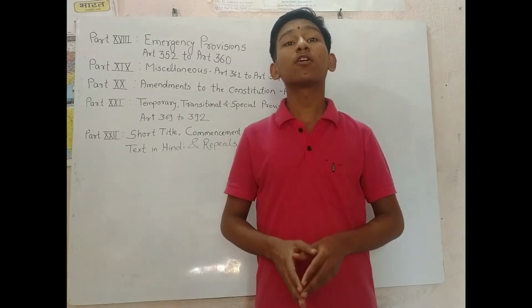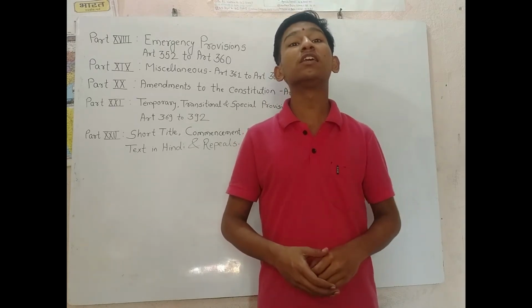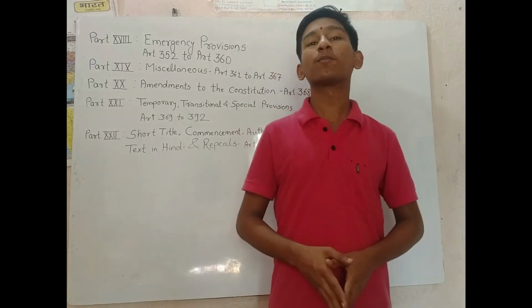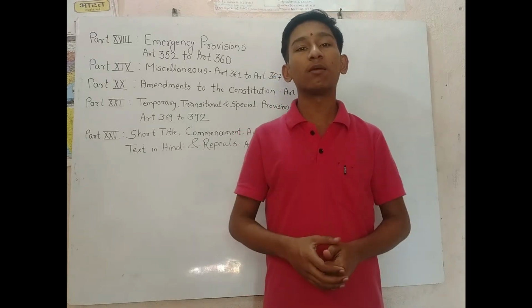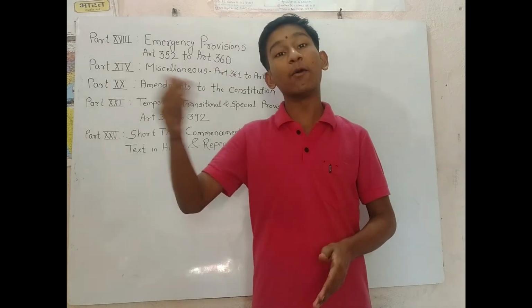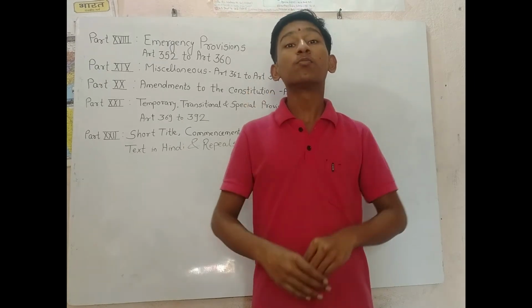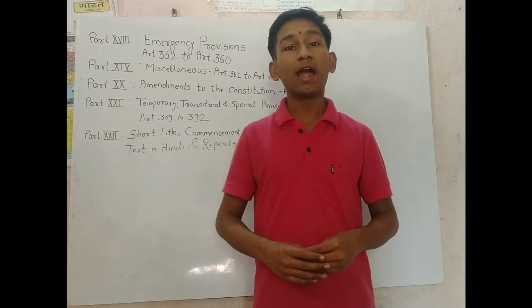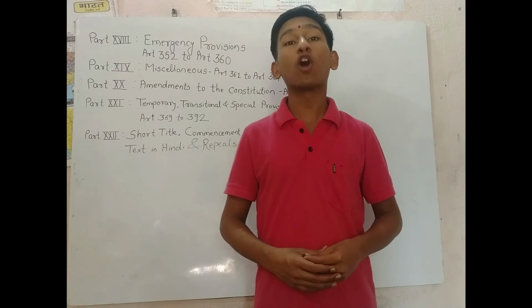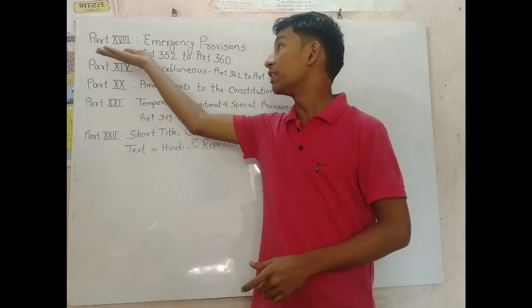When the President thinks that the situation is suitable to declare the emergency in the nation, with the consultation of the Prime Minister, he declares the national emergency. With the submission of a report of the Governor to the President, the President can also declare the President's rule in a certain state, and it is the same regarding the economic emergency also. So these provisions are mentioned in this 18th part.